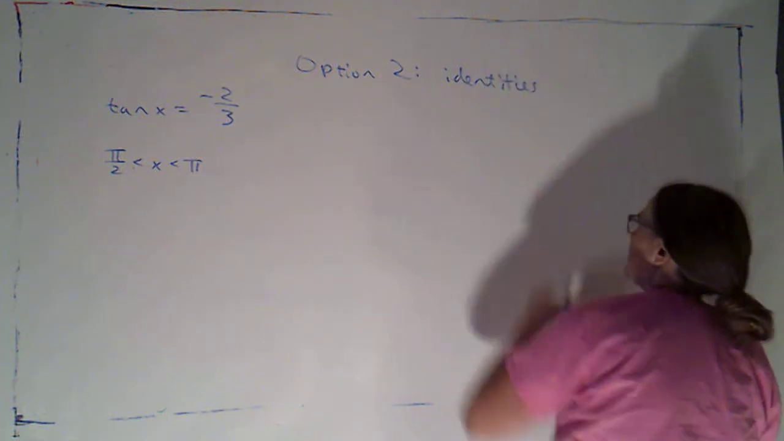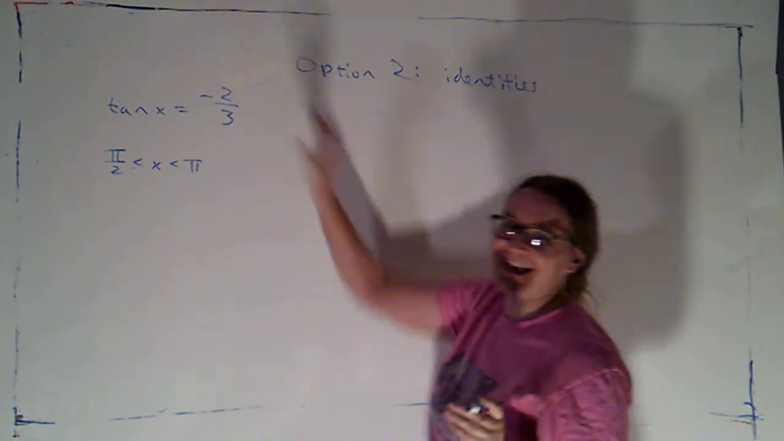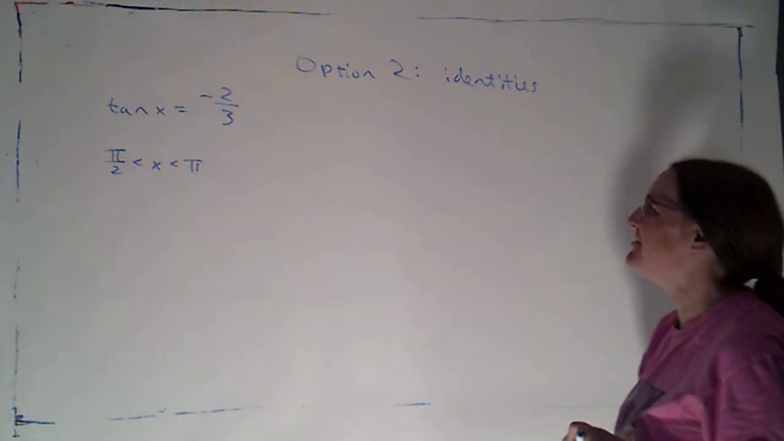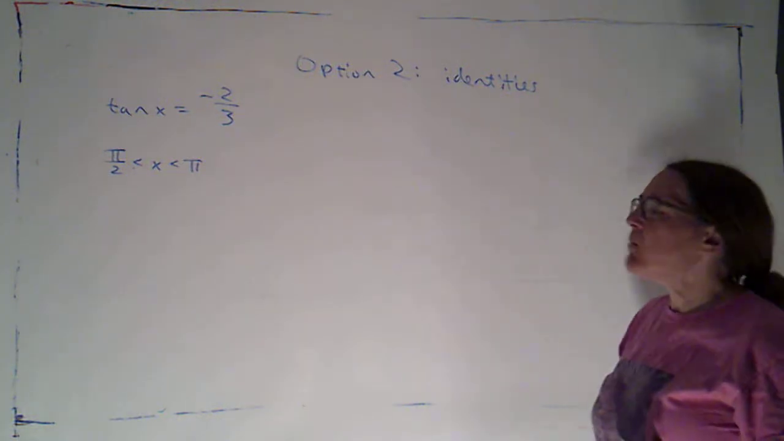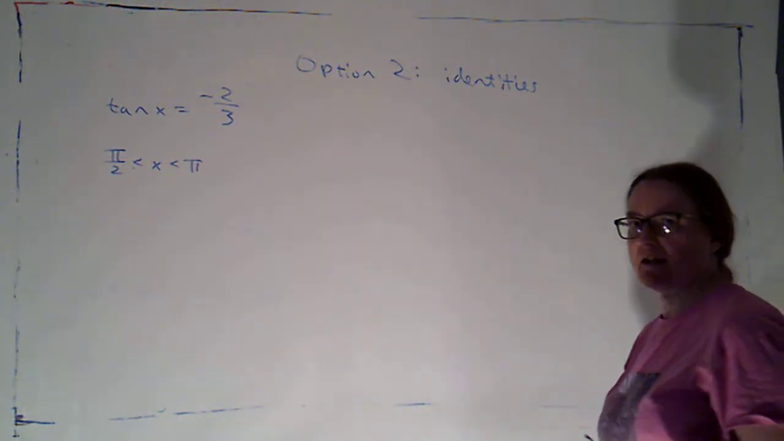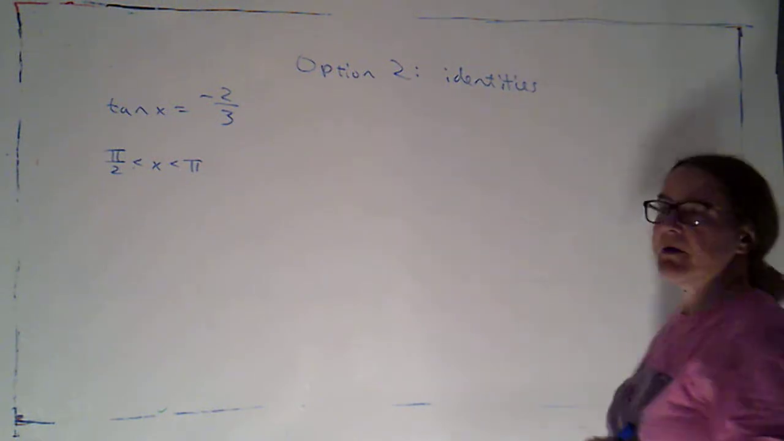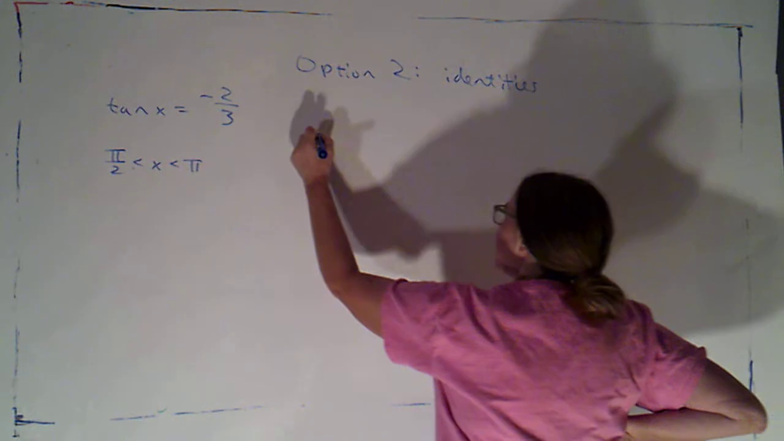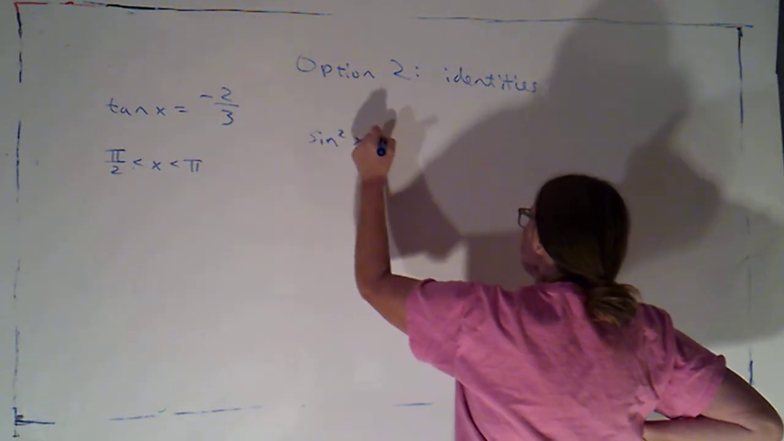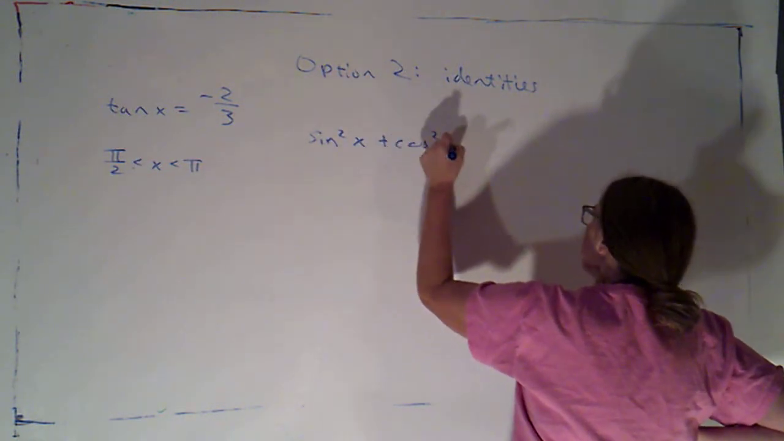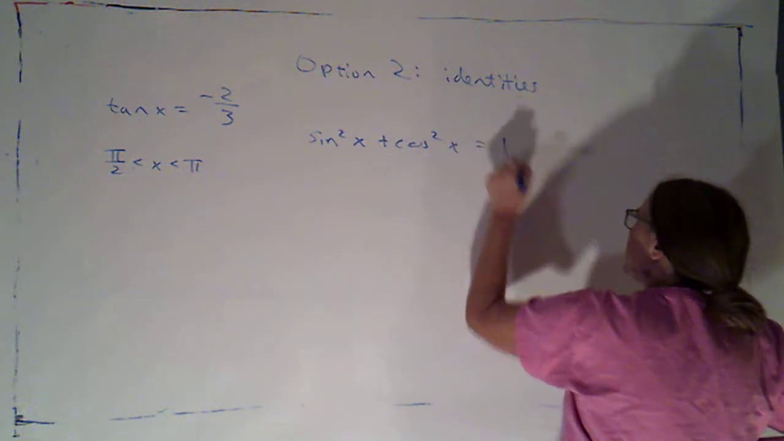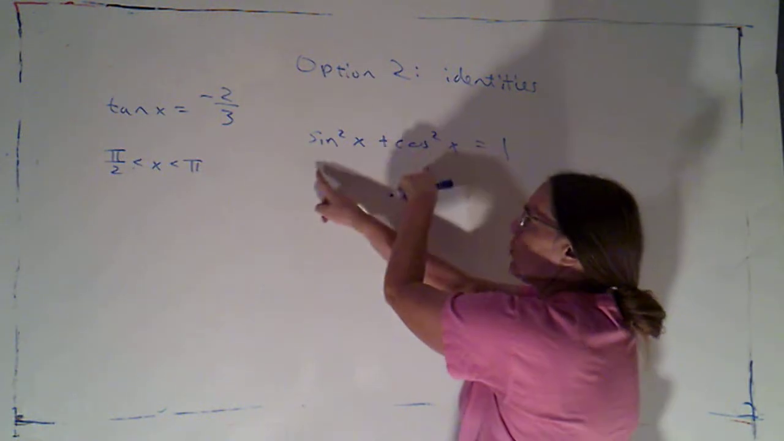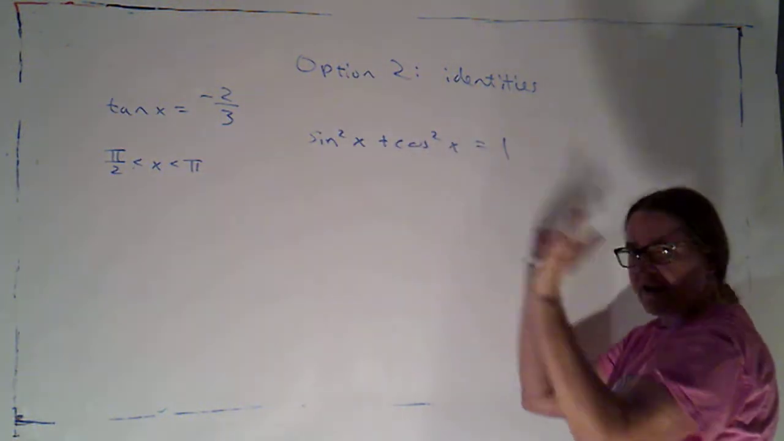I've already cautioned you, don't misuse the identity that tangent is sine over cosine. Probably want to start with a Pythagorean identity, and I want the one that gives me a relationship between tangents and secants. Now if I don't remember that, I'll start with this one, sine squared plus cosine squared equals 1. Does not matter what order I add in. Either way, I get the same thing.